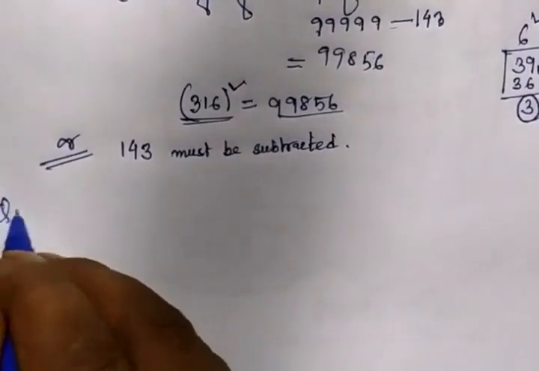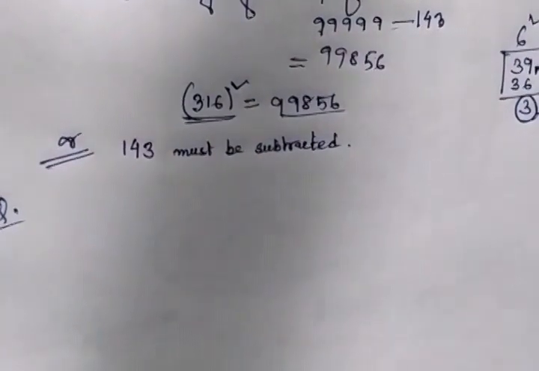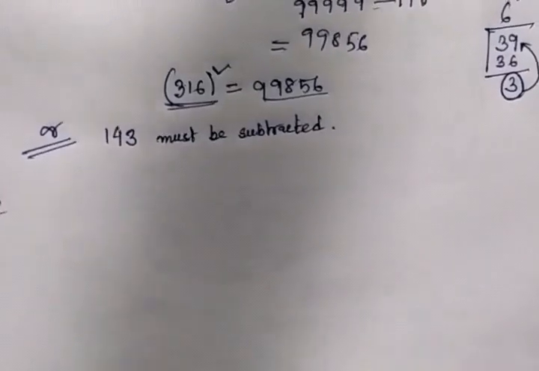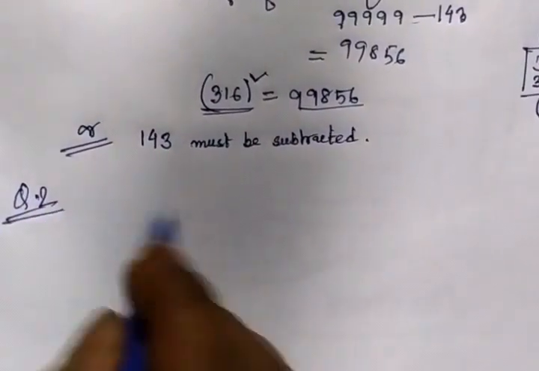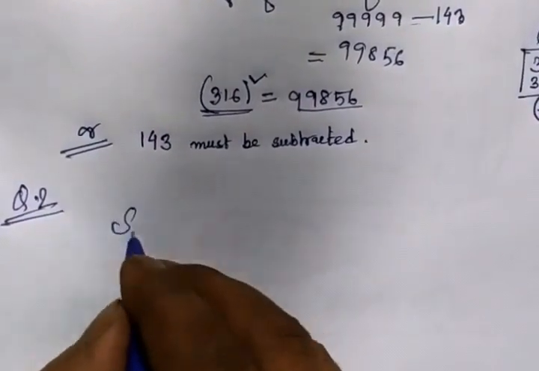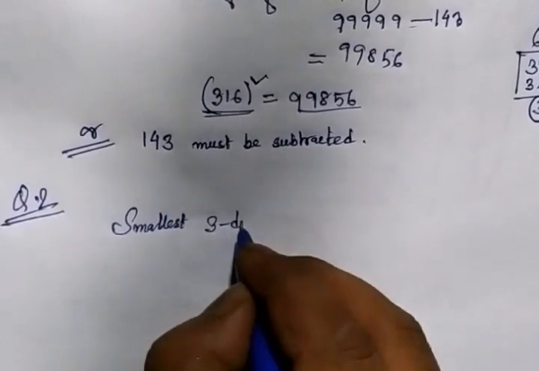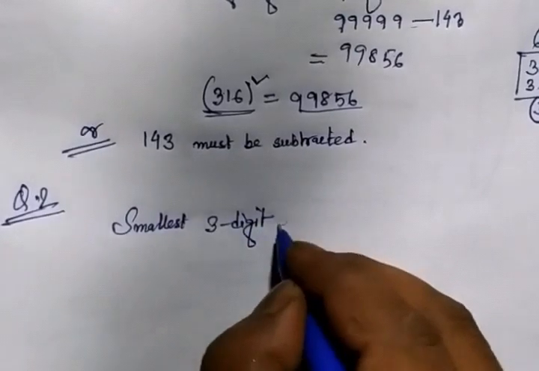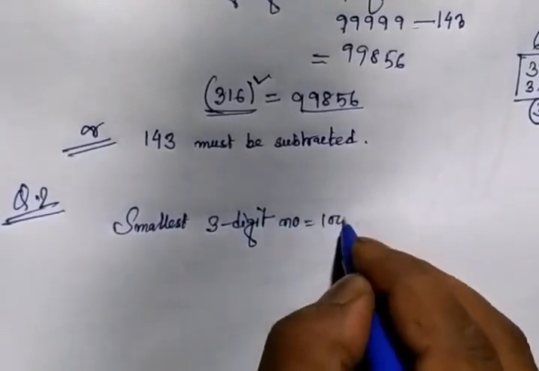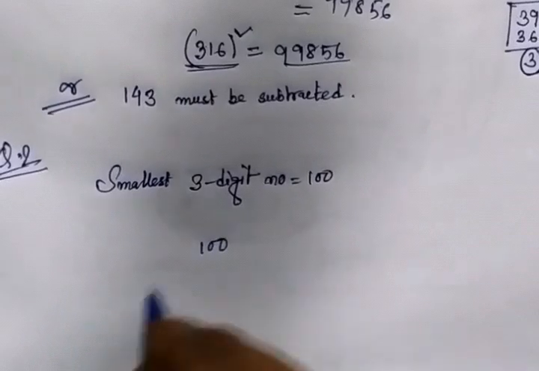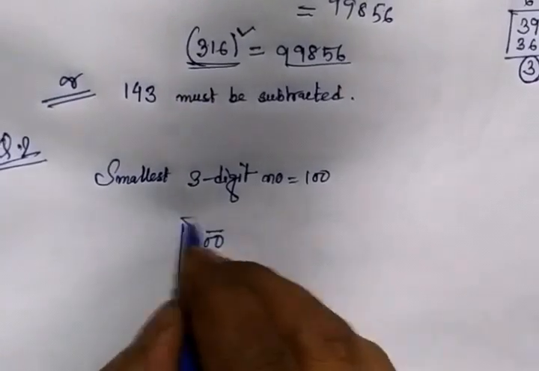What is question number 2? Find the smallest 3-digit number. So the smallest 3-digit number, the answer of question number 2, is 100. First make pairs. So 1 is the unpaired number.